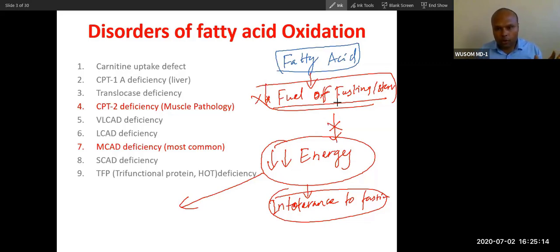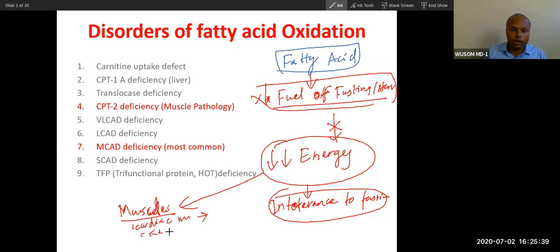Even though the fuel is there, it is not being oxidized. So energy will not be produced from this. So all tissue, especially muscle tissue, will be involved. Almost all tissue of the body will be involved. Muscle tissue, which muscle? Cardiac muscle. Cardiomyopathy will happen. Skeletal muscle will be involved. Liver will be involved, brain will be involved, and then eyes will be involved. These are all multi-organ involvements.